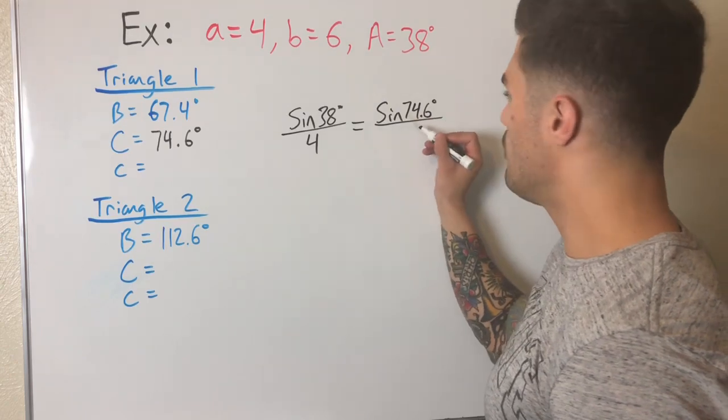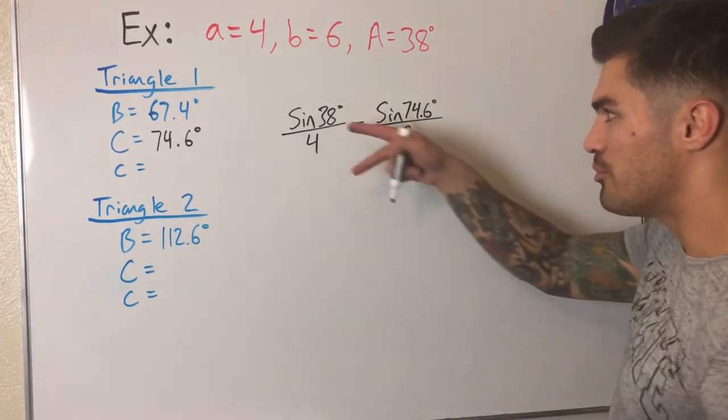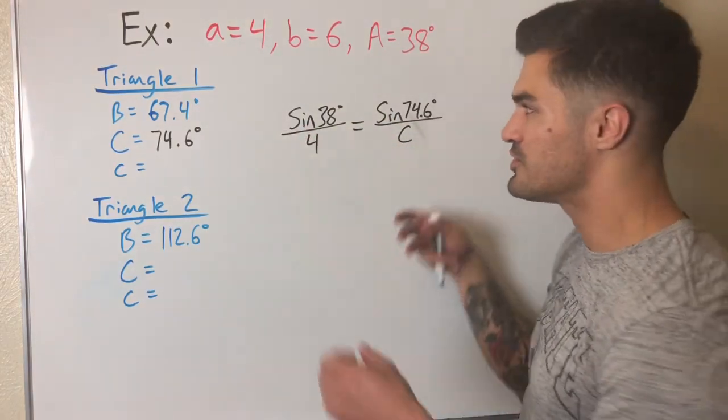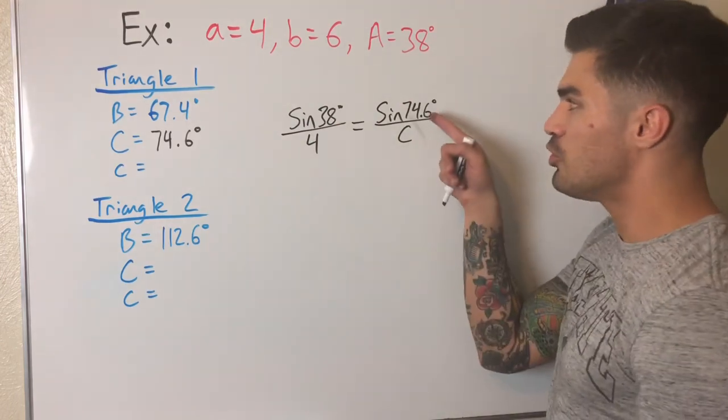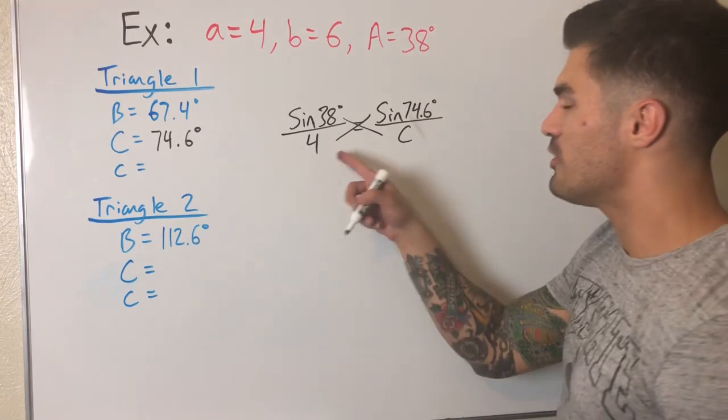74.6 degrees over C. So one thing you can actually do is you can flip both of these. If you have a fraction equals a fraction and you flip both sides, it's still equivalent. So you could flip both and then just multiply both sides, or you could think of cross multiplying if you prefer that. I'll go ahead and do that method.